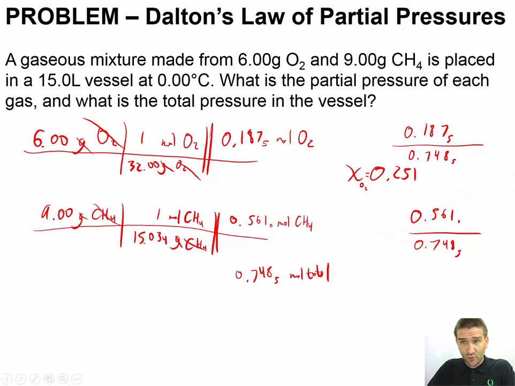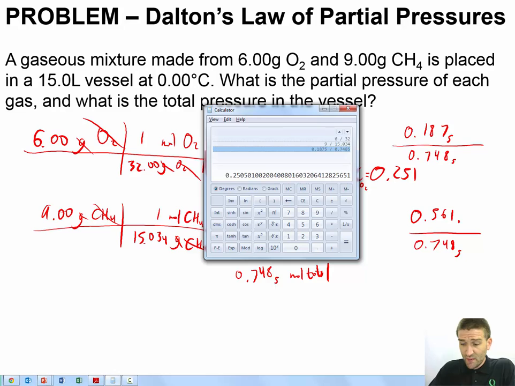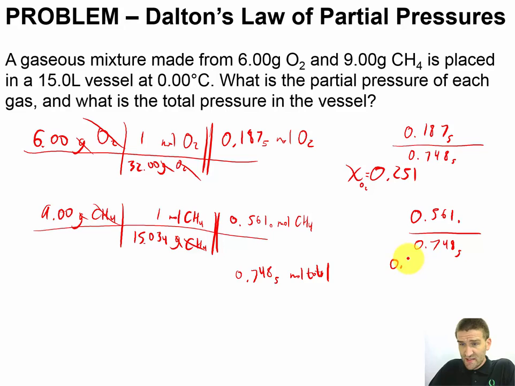For this mole fraction, again, we'll grab the calculator, and we'll say it's going to be 0.5610 divided by 0.7485. And that's going to give me 0.749 and other digits. That's going to round down, so it'll be 0.749. So 0.749 is going to be my mole fraction.